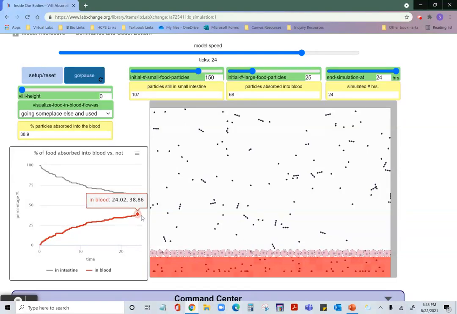That's not so great, right? You want to absorb more than that. Otherwise, you'd have to eat a whole lot. It also means that 60% of the food was left in our intestines, and that's kind of gross. So let's increase our villi height. We'll say 5.